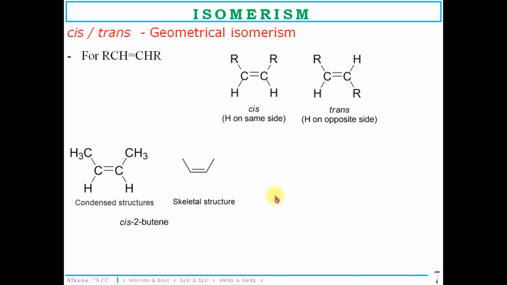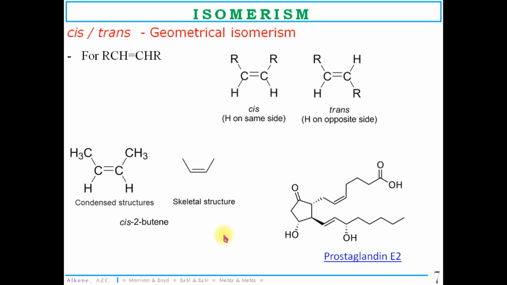For macromolecules like prostaglandins, this skeletal structure is a better representation of the molecule. Here in prostaglandin E2, there is a chain which has two types of alkene isomer. Here is the cis alkene while here is the trans alkene.